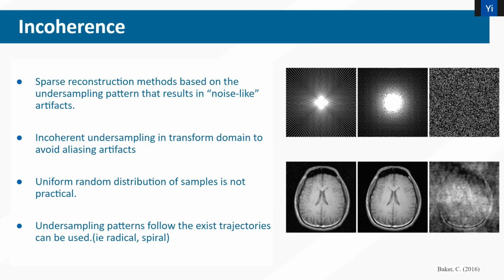As you can see in the image here, from left to right on the top row are the undersampling patterns of radial, spiral, and truly random sampling in K-space. The second row shows the corresponding reconstructed images. As you can notice, the truly random sampling has the worst result.